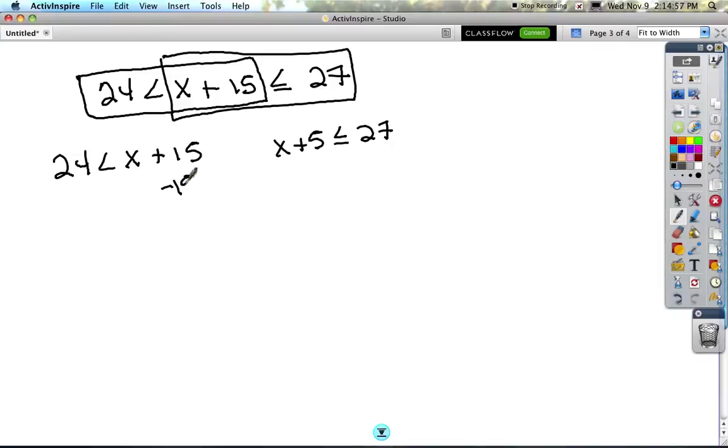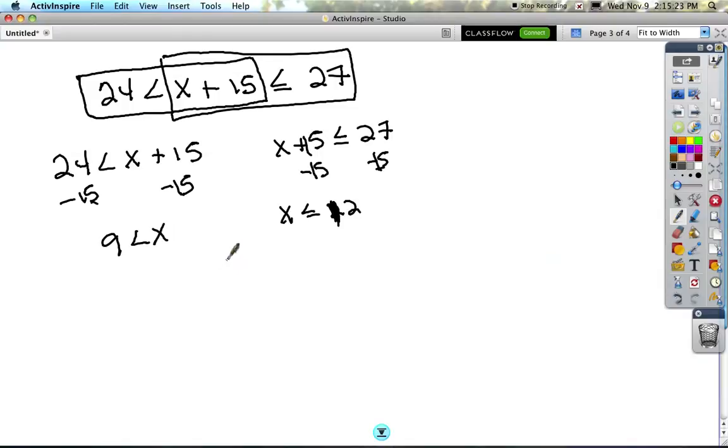So I'm going to subtract 15 here. So that gives me 9 is less than x. Subtract 15. X is less than or equal to 12. It's supposed to be 15. Oh, thank you. That is a 15. So that is 12. Okay, what's my smaller number?